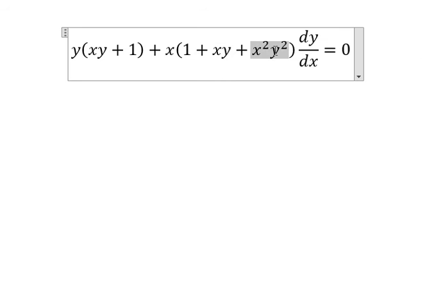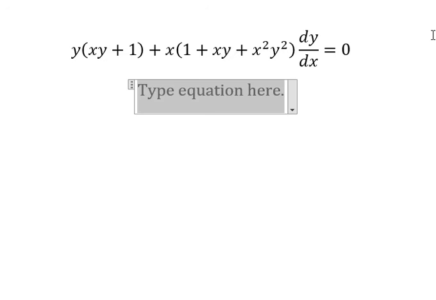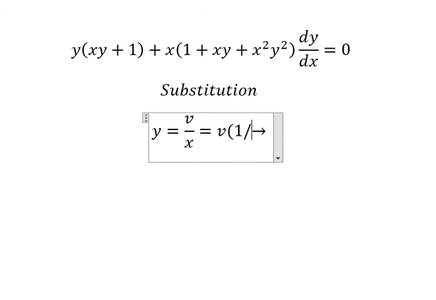We see that we have xy, xy, s and y in here. So this one we can use substitution. I will put y equal to v over x. Later we do first the derivative for both sides. For this one we can put v multiplied by 1 over x.